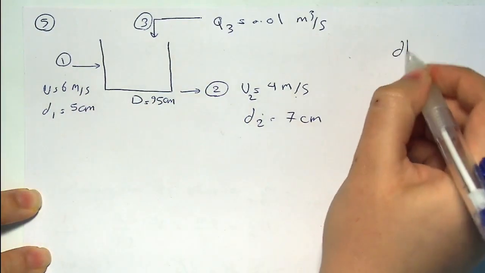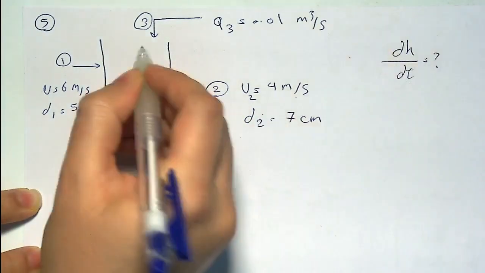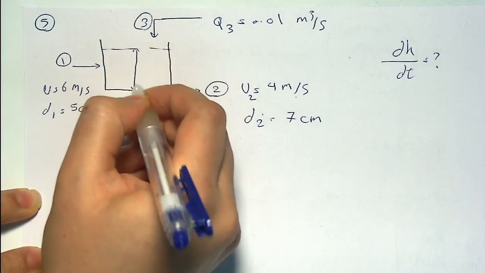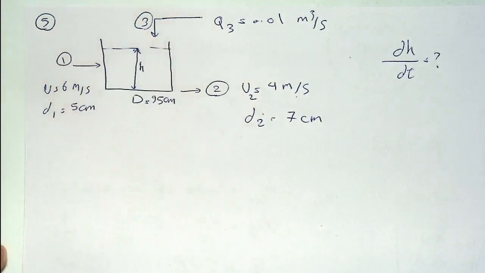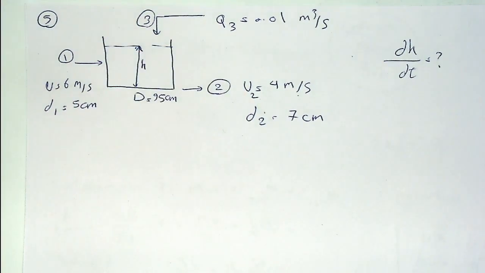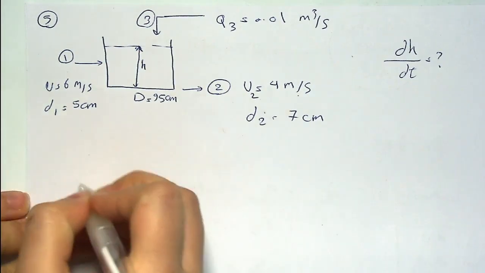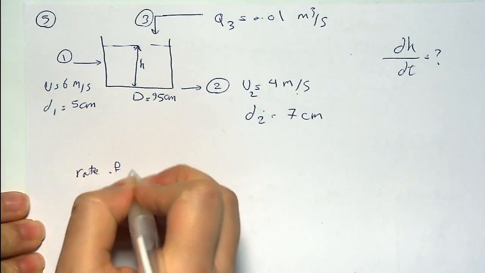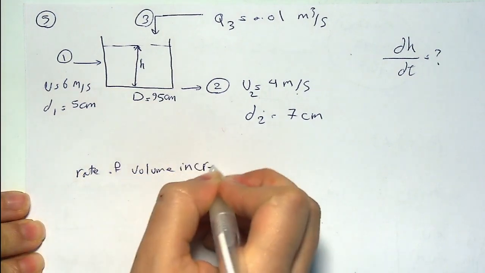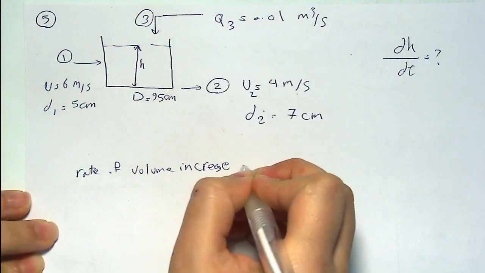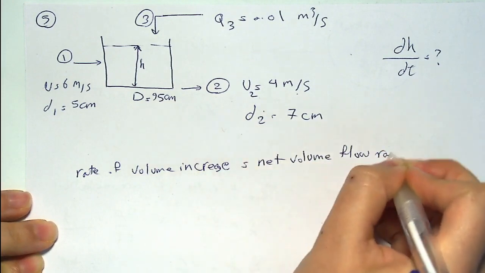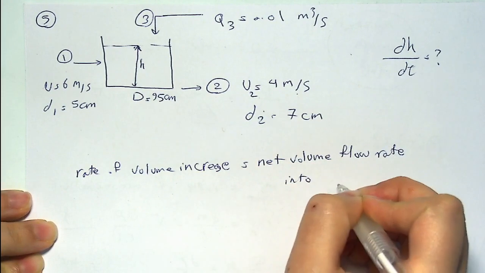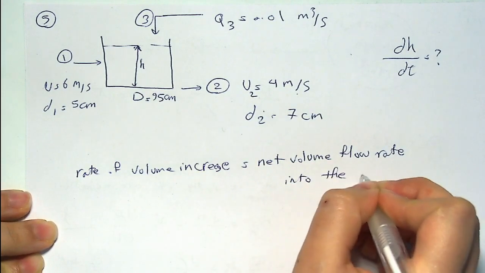So you are asked to calculate dH over dt, and the H is the height of the water inside this tank. Again, this is an unsteady state question. We have variation during the time. So the rate of volume increase inside this tank is equal to net volume flow rates into this chamber.